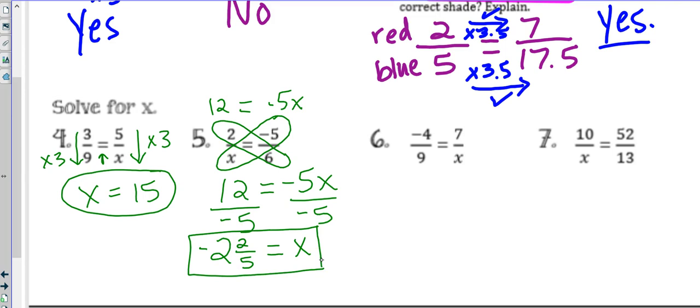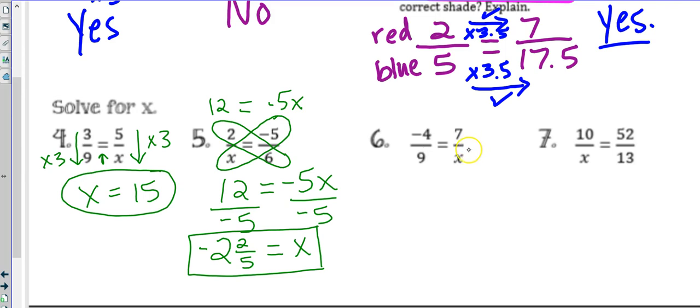All right, number 6. Again, we're looking for a relationship. I don't see how -4 goes into 7 evenly or -4 goes into 9 evenly. So I'm going to try that same method again. This is our diagonal relationship. Our cross products are the same. That's a way that we can find the missing value.